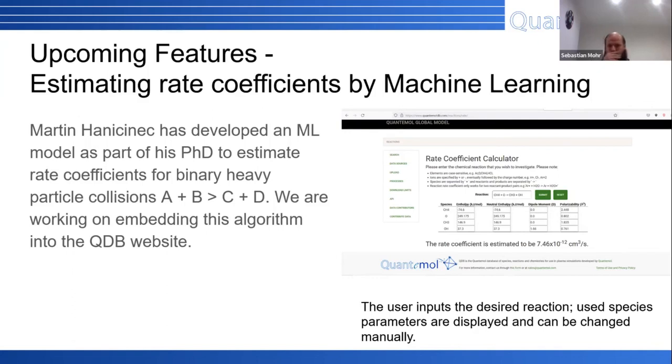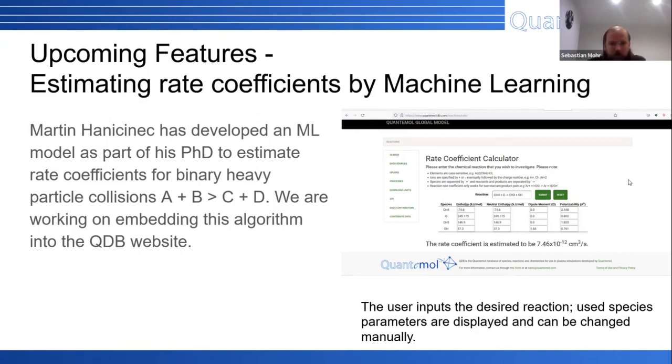And the goal is then what you will see at some point on the website, roughly, if everything goes well, in a few months, maybe within the next year, is a page like this, where you can put in your reaction here. And then here, click, for example, submit. And you will be shown here the species data which was used by the machine learning algorithm, which you can then also change if something is missing, and an estimate for the rate coefficient.